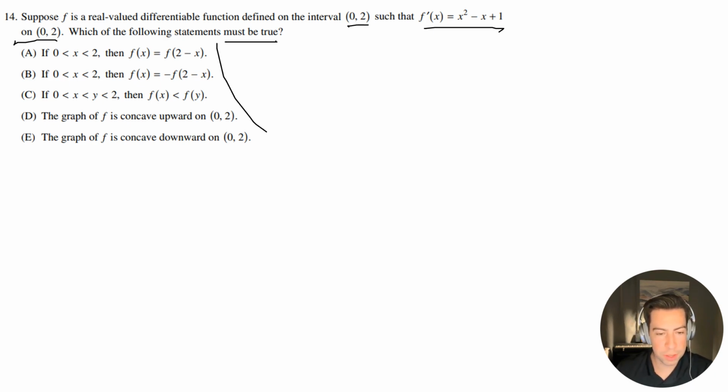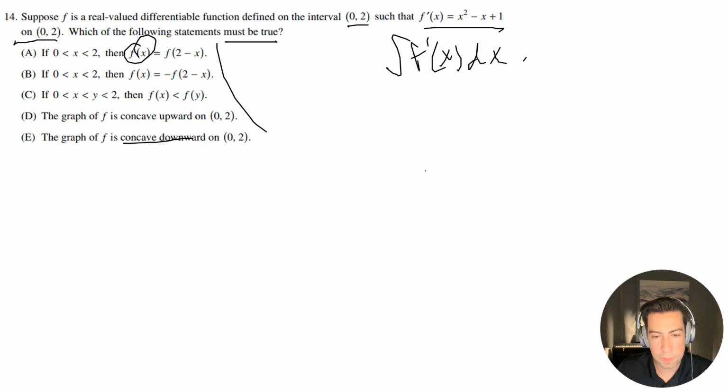If you look at these answer choices, we have f of x and we have concave downward stuff. So I want to figure out what is f of x, what is f prime of x, and what is f double prime of x. I need to get those three things. If I want to get f of x, I'm going to need to take the integral of f prime of x with respect to x.